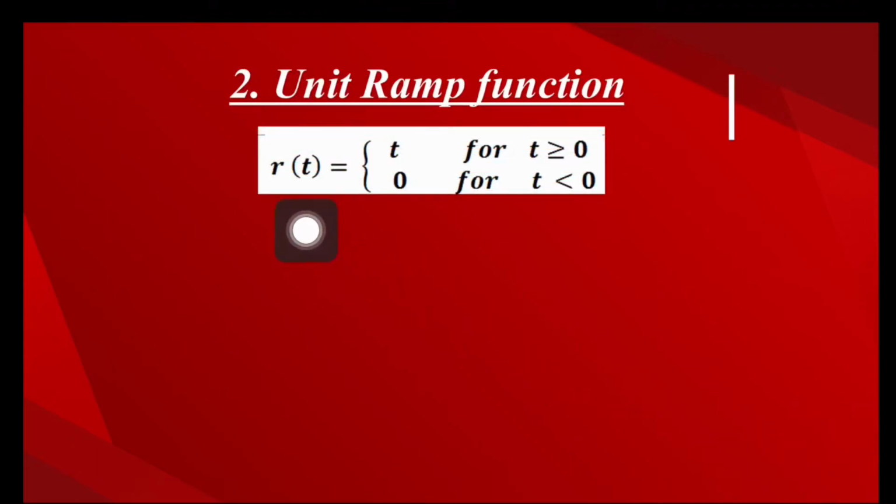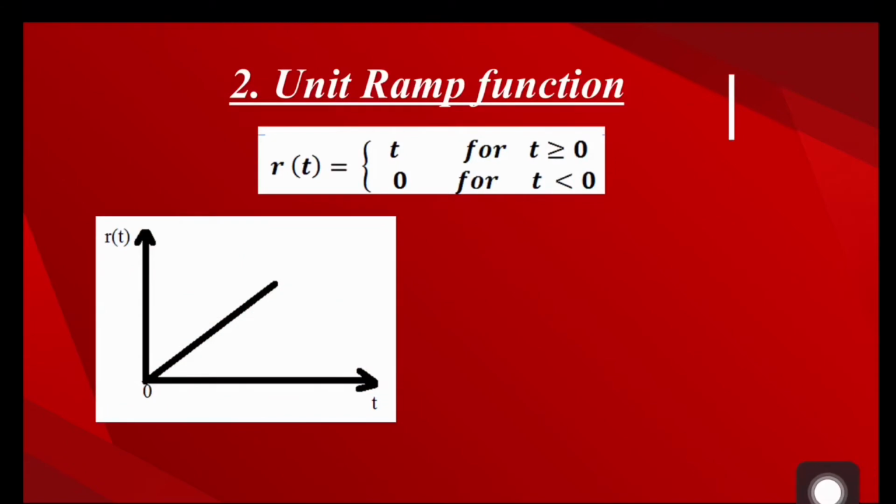Got it? Moving on to the next function, the unit ramp function. It is represented by r of t and defined as t for t greater than or equal to 0 and 0 for t less than 0. You can see the waveform here. Independent variable time is plotted along the x-axis and signal value along the y-axis. It is a straight line with slope 1.